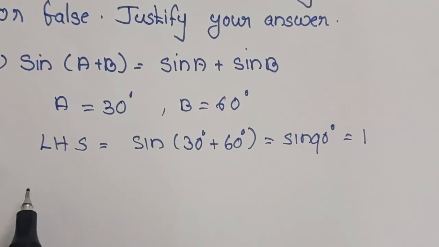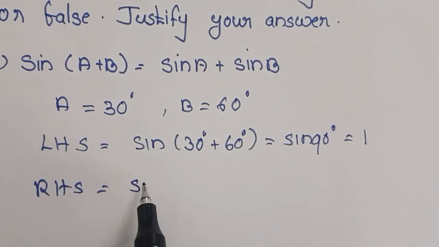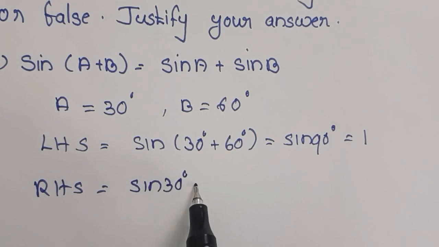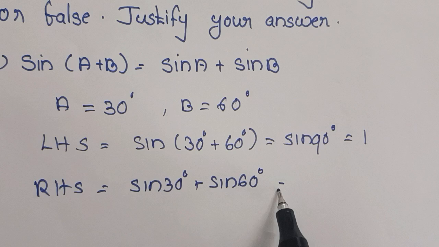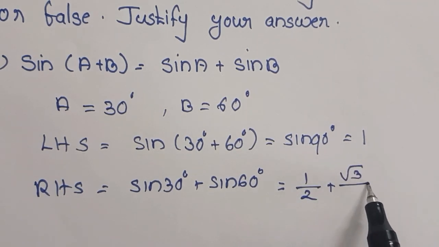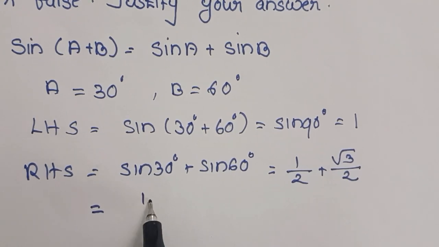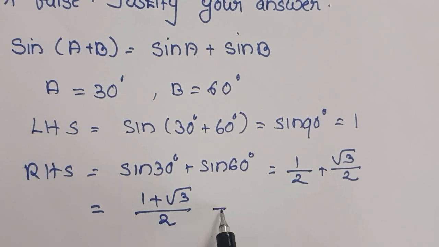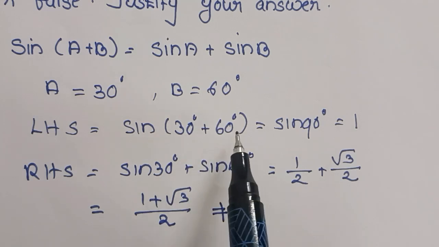Now substituting in RHS, RHS = sin a + sin b, that is sin 30 degrees + sin 60 degrees. Sin 30 = 1 by 2 and sin 60 = root 3 by 2. By taking LCM we get (1 + root 3) divided by 2, isn't it? But this is not equal to 1, that is, it is not equal to sin(30 + 60).